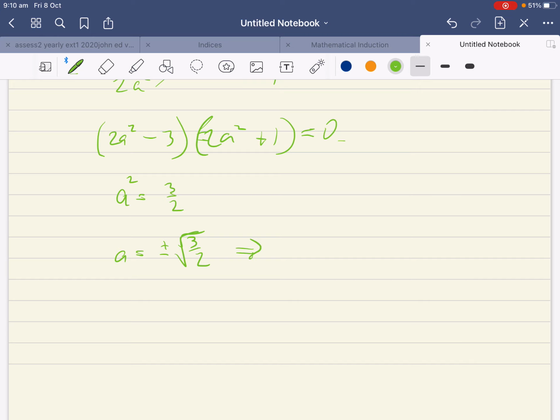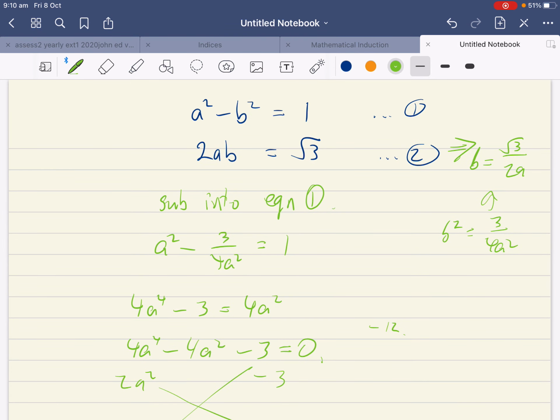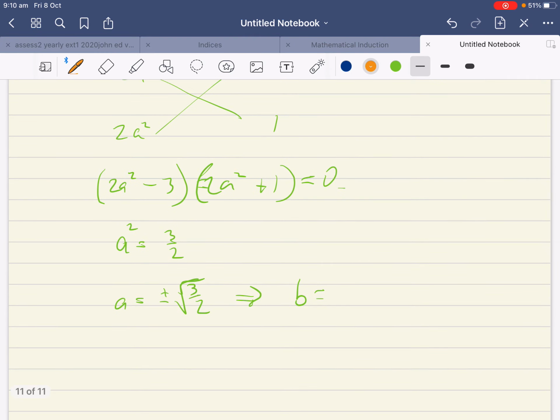That of course implies that b would be equal to, so subbing that back into our expression for b right here, root 3 all over 2a. And of course I'm dividing by the a here, in other words multiplying by the reciprocal. I'm doing that because there's some nice cancelling.